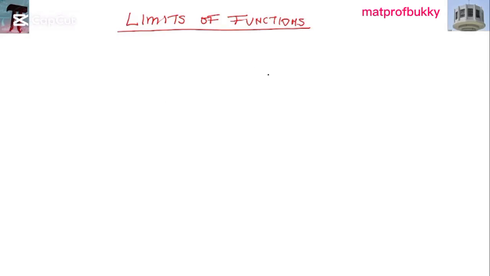On limits of function, we are going to explain what the limit of a function is and give examples.